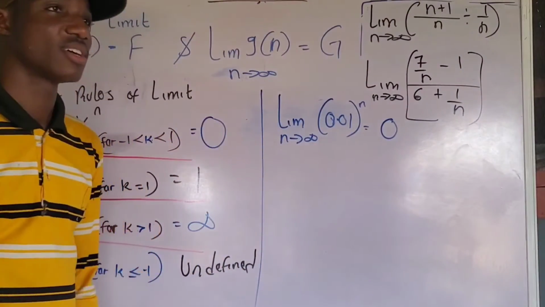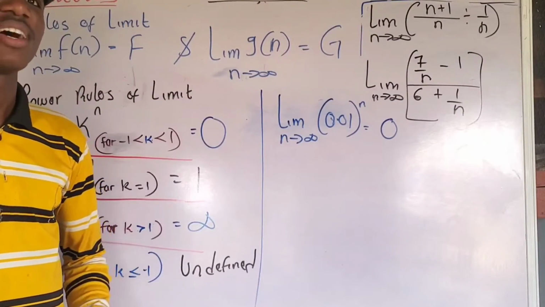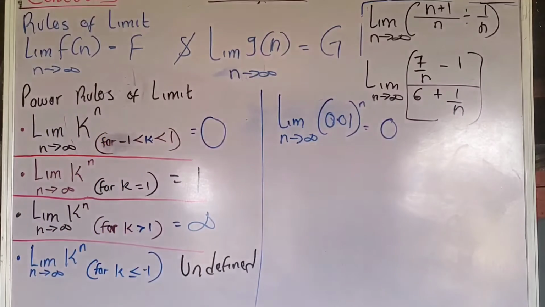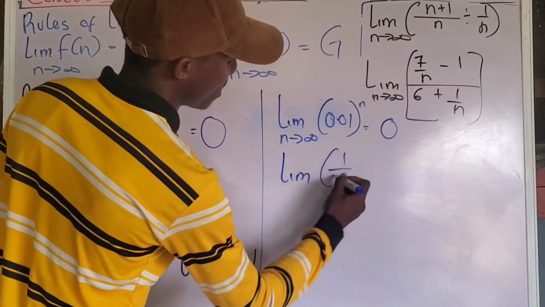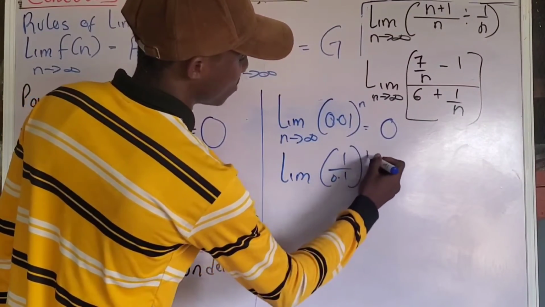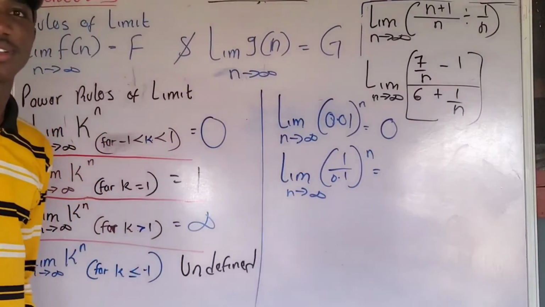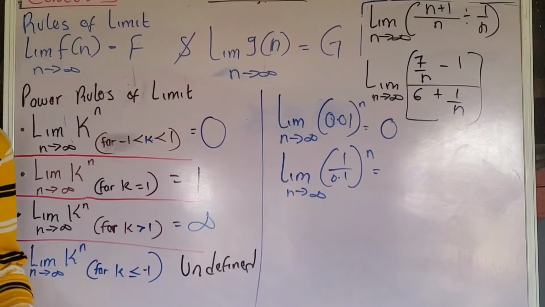Now, I want to ask, does this limit converge or diverge? It converges, you understand? And this kind of limit is what we call a finite limit, okay? Now, another example. Take the limit of 1 over 0.1 to the power of n as n tends to infinity. What will be the answer? I mean, for this kind of limit, what will be the answer? The answer will be infinity.